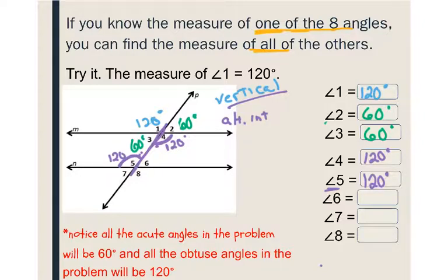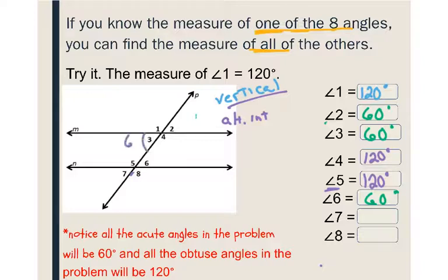And let's use that for 6 and 3 as well. Alternate interior angles. So 6 has to be 60 degrees because 3 is 60 degrees. That is just so cool. So I'm going to do another example here.